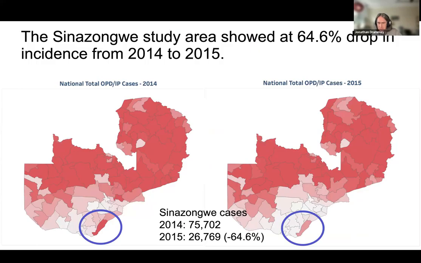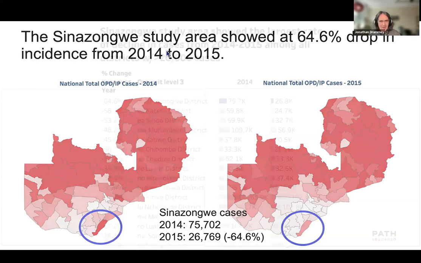So there's other ways we can do this same visualization. Here I took the two slides, put them side by side and circled Sinazongwe and provided some numbers for context. This took all of a couple of minutes and it's way easier to read. Oh, and I gave it a good title too.